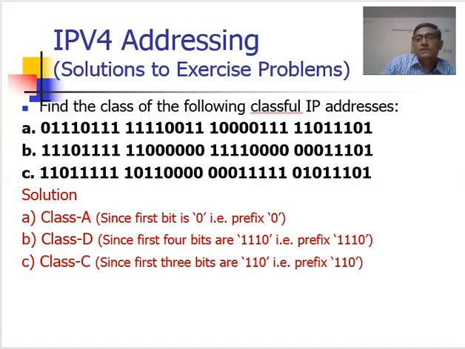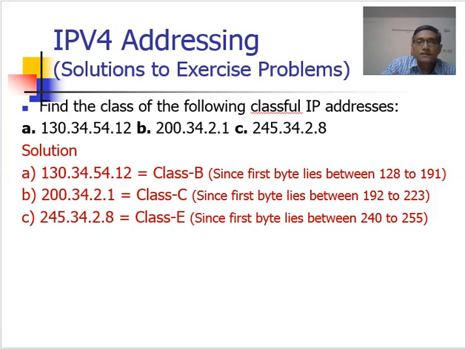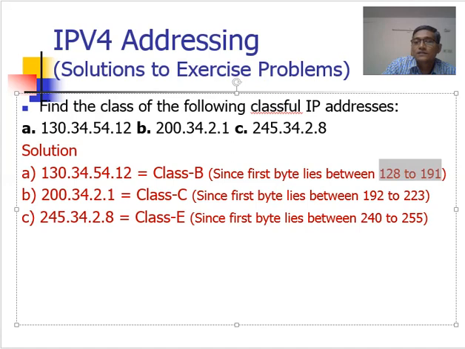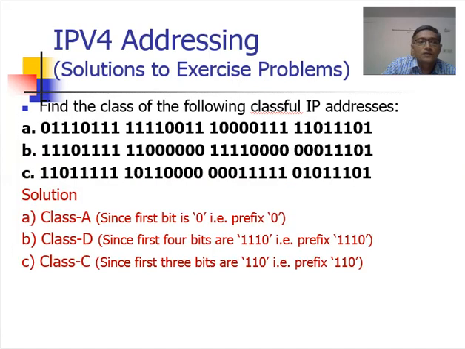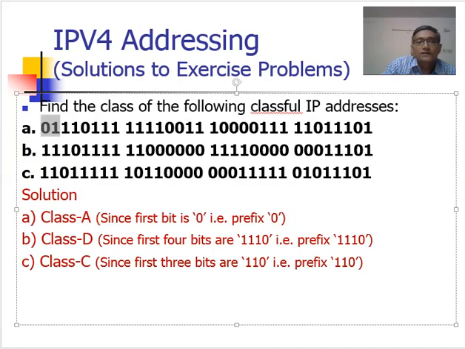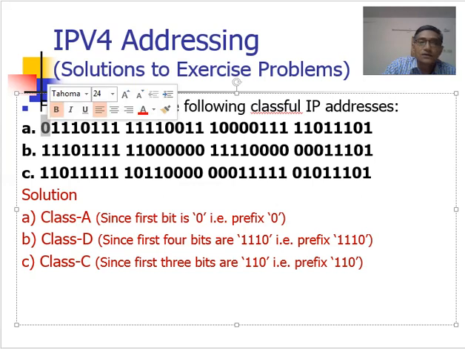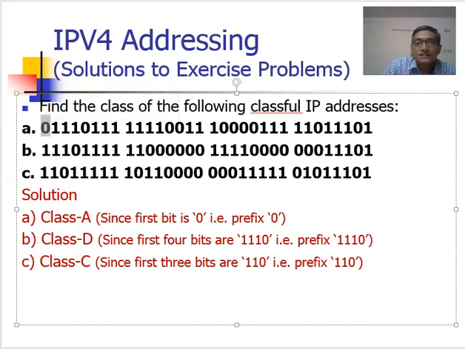Find the class of the following classful IP addresses. This is easy because previously it was given in decimal and we needed to convert the ranges into decimal values, but in this problem they have given the direct binary notation of the IP address. We all know that a class A address starts with prefix 0. So you look at the most significant bits, it is 0. Immediately you can identify this is a class A address because the prefix is 0.